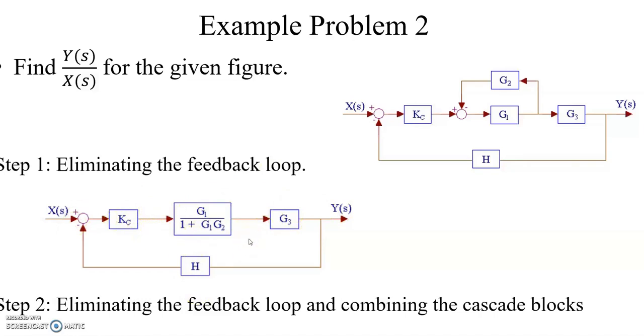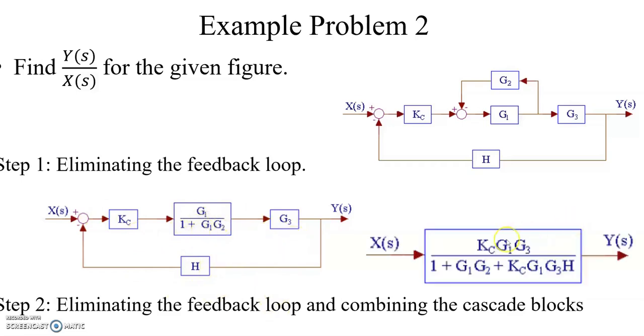Next step, you can eliminate the feedback loop, that means combining this cascade. So we have one block there, which I can assume as G, and this one is H, with a summer, so this is a clear feedback. First you combine the blocks in cascade and then eliminate the feedback. That is the second step. The next step will be your answer for the transfer function of this block.